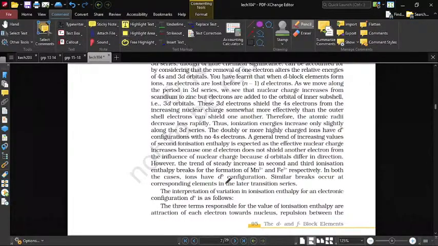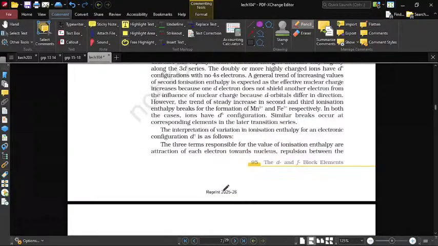Similarly, breaks occur corresponding to the elements in later transition series. The interpretation of variation in ionization enthalpy for an electronic configuration d^n is as follows.